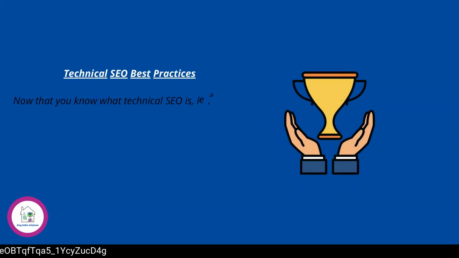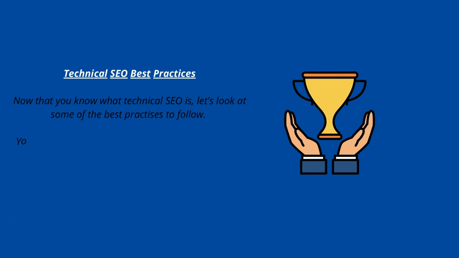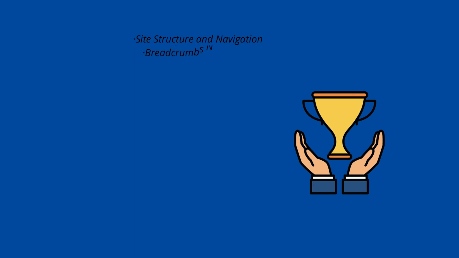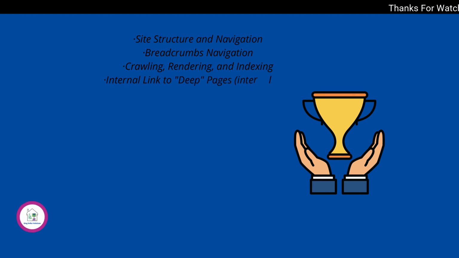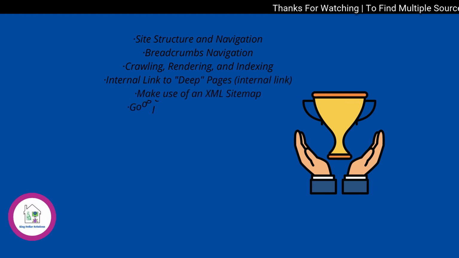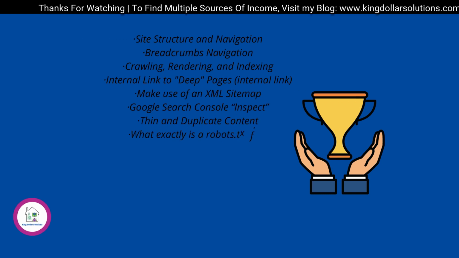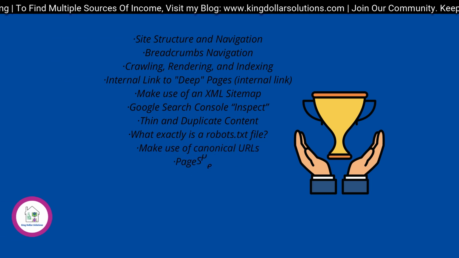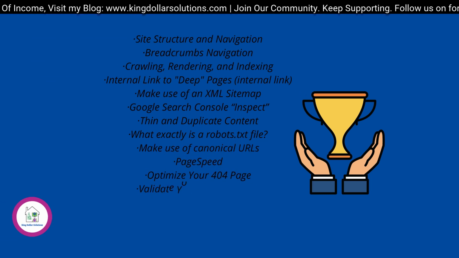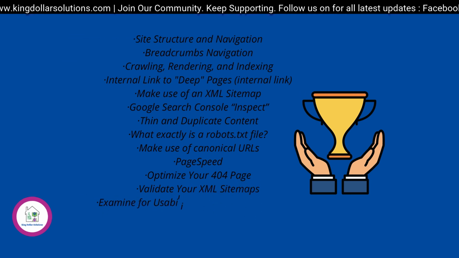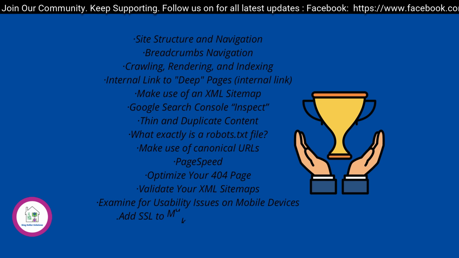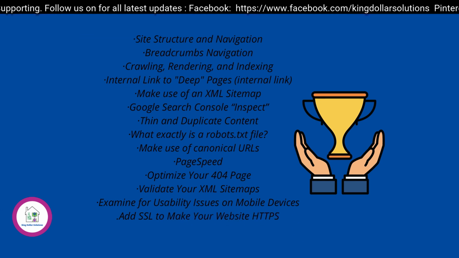Technical SEO best practices. Now that you know what technical SEO is, let's look at some of the best practices to follow. You can conduct your own technical SEO audit using the list below: site structure and navigation, breadcrumbs navigation, crawling, rendering and indexing, internal link to deep pages, internal link. Make use of an XML sitemap, Google Search Console inspect, thin and duplicate content. What exactly is a robots.txt file? Make use of canonical URLs, page speed, optimize your 404 page, validate your XML sitemaps, examine for usability issues on mobile devices, add SSL to make your website HTTPS.